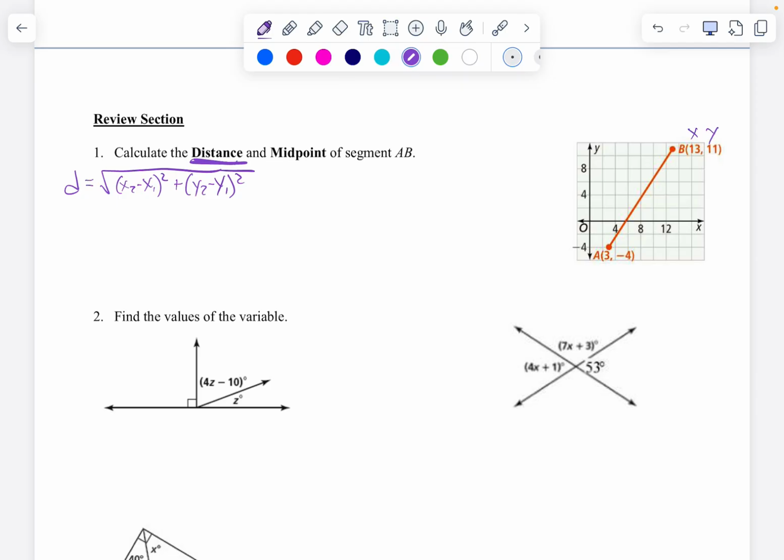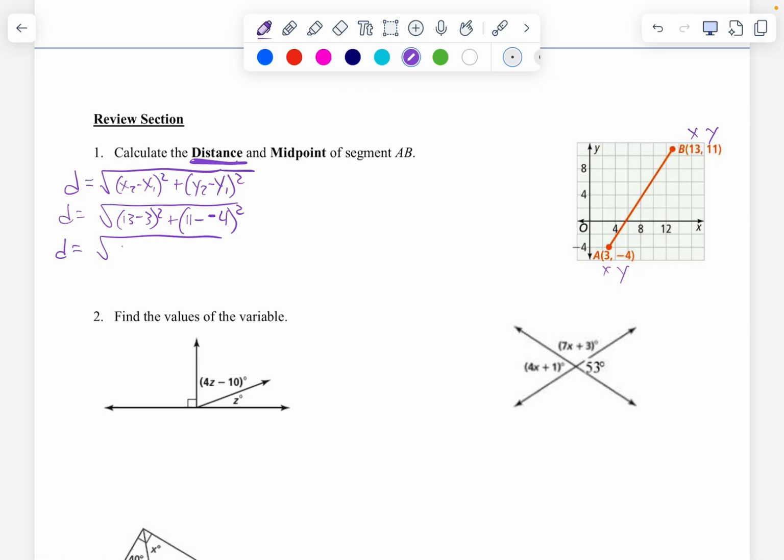So we have our x's, x, and remember it's always x, y, x, y. I think it's helpful sometimes to go label the points that way. So our x's would be 13 minus 3 squared. And our y's would be 11 minus negative 4 squared. What happens when we subtract a negative like that? It adds, yeah.